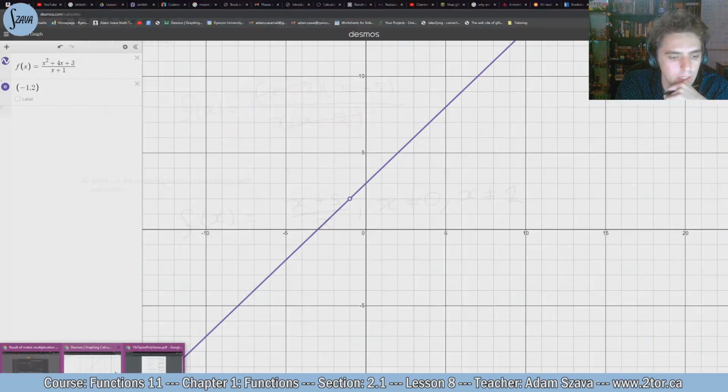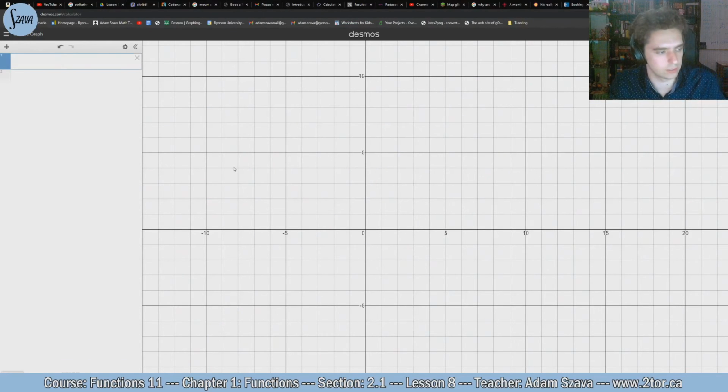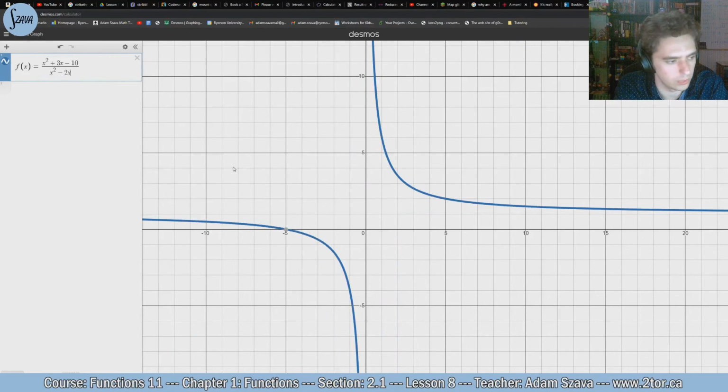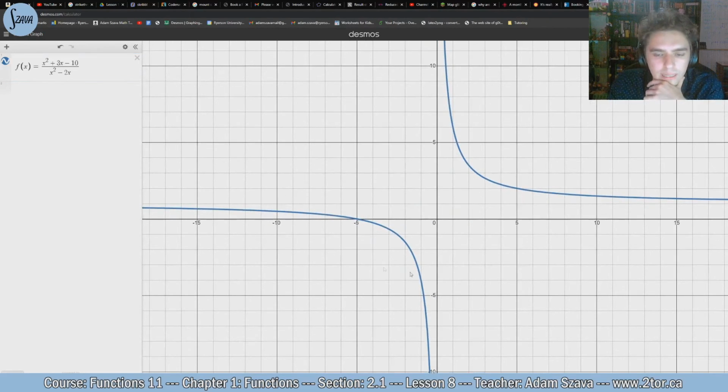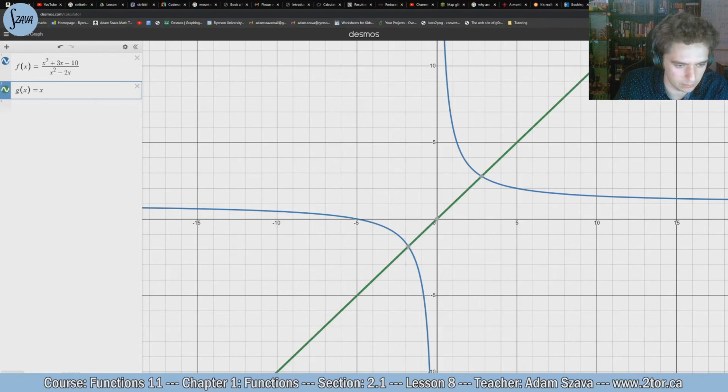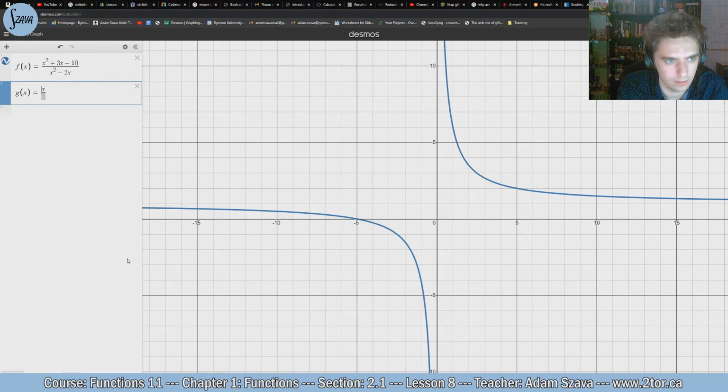That is our function. If I look at the graph of either of these functions, f of x is equal to x squared plus 3x minus 10 over x squared minus 2x, right? We see that we have this function, which is the same as some other function, g of x. What did we simplify it to? x plus 5 over x. You see that these are the same functions.